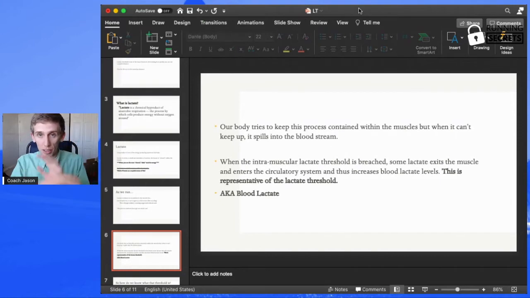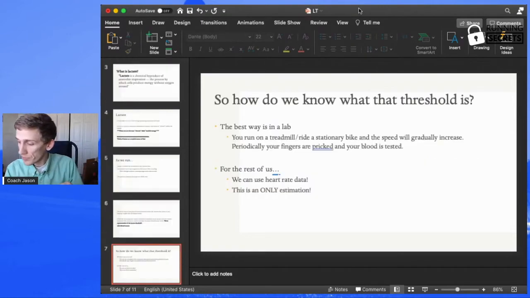So let me put that in easier terms. So we're running at a given pace. Our body goes through this energy system. We try and create energy to keep us moving. If we are either out of shape or we're going too hard, we can't keep up with that clearing, meaning we can't keep up with that recycling process. And so when we can't keep up, that lactate leaves the muscle and goes into the bloodstream. And that's where we get blood lactate. Okay? Easy peasy, right?